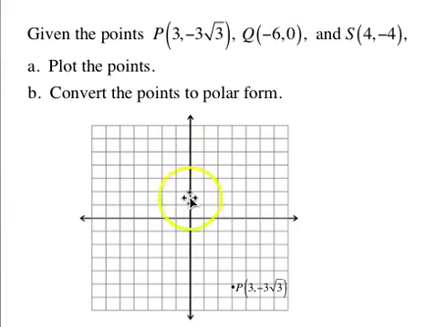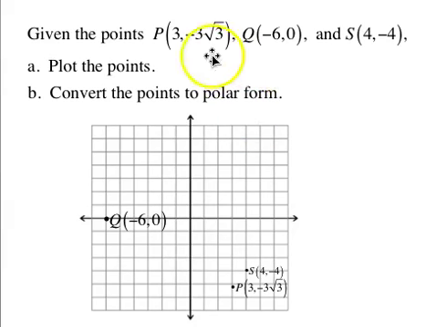Q is negative 6, 0. X is negative 6, 1, 2, 3, 4, 5, 6. So we get Q is there, and then S is 4, negative 4. Over 4, 1, 2, 3, 4, down 4, 1, 2, 3, 4. We get S is pretty close to P. Notice both of those are in quadrant 4.